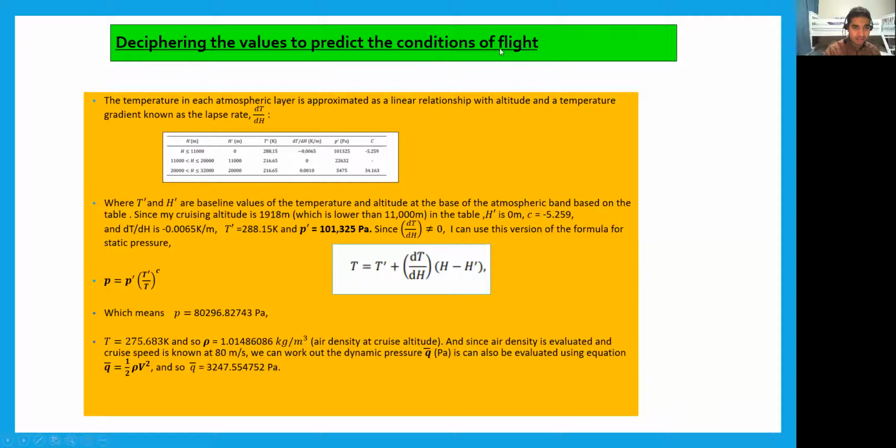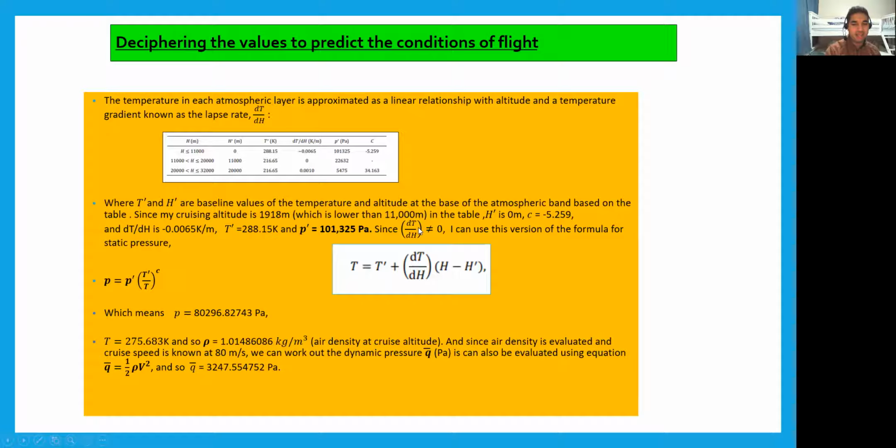Deciphering the values to predict the conditions of flight. The temperature in each atmospheric layer is approximated as a linear relation with altitude and a temperature gradient, known as the lapse rate, dT over dh, where T dash and h dash are baseline values of the temperature and altitude at the base of the atmospheric band, based on this table. Since my cruising altitude is 1,918 meters, lower than 11,000, h dash is 0, C is minus 5.259, and dT over dh is minus 0.0065, and T dash is 288.15 Kelvin, and pressure is 103,325 pascals.